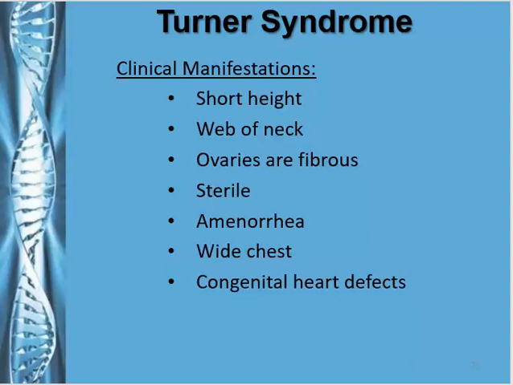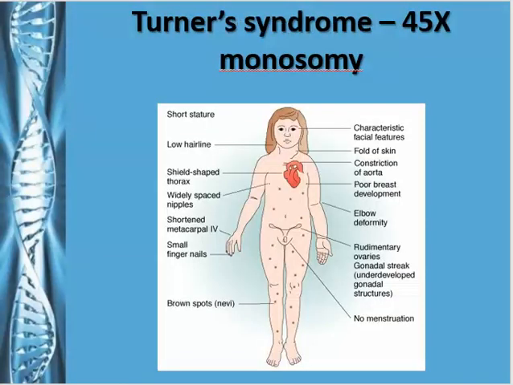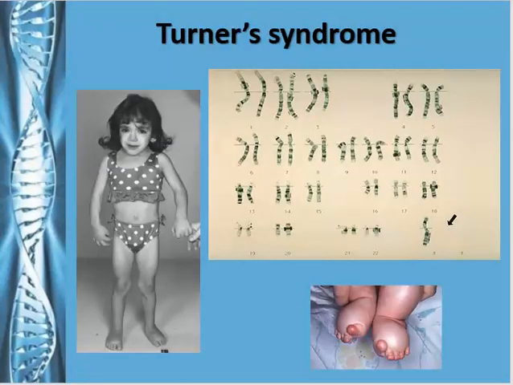Short height, a webbed neck, sterility, amenorrhea, congenital other defects, especially heart, wide chest, low hairlines, nevi. So here's a picture of somebody with it, and you see there's the missing chromosome.